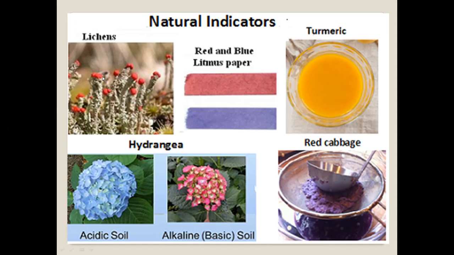So here is the image of lichens. By using the solution of lichens, we can use it as a natural indicator, or we can even prepare a paper that is called litmus paper. It is obtained in two colors, as you can see in this image, red and blue. Red litmus paper and blue litmus paper.